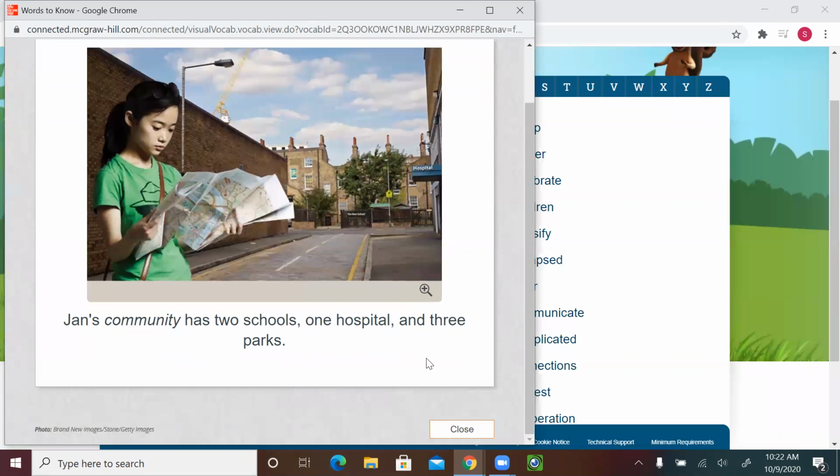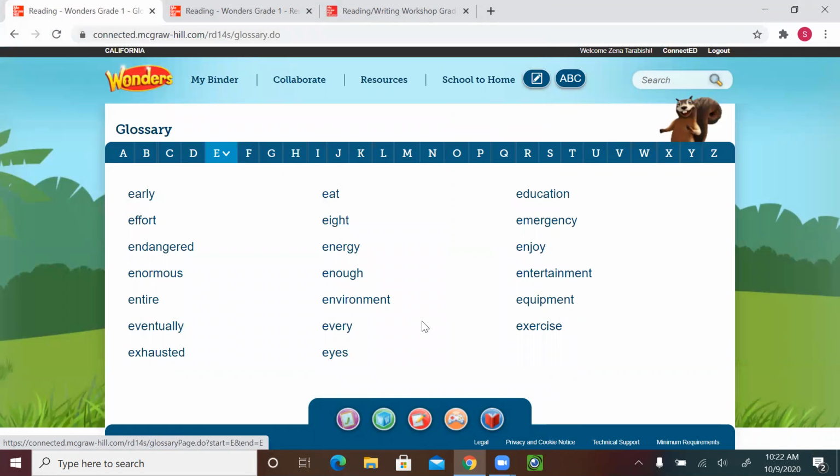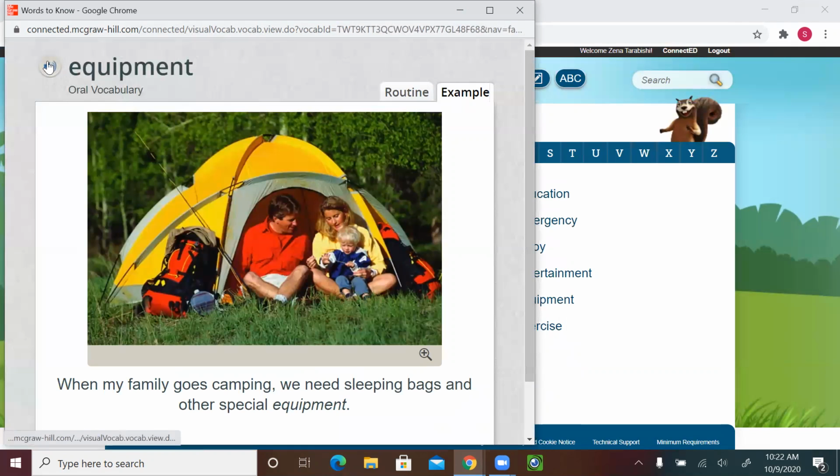So this is for Jan's community. Third word. Equipment. When my family goes camping, we need sleeping bags and other special equipment. One more time. Equipment. When my family goes camping, we need sleeping bags and other special equipment.